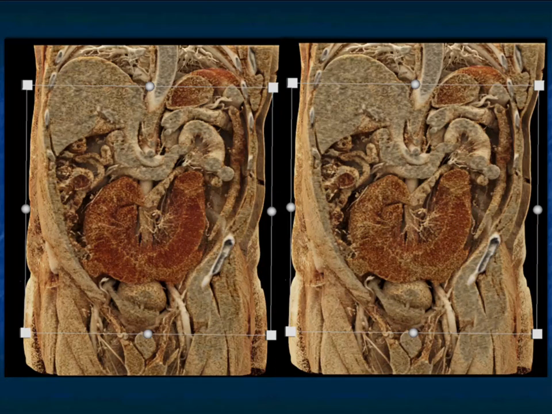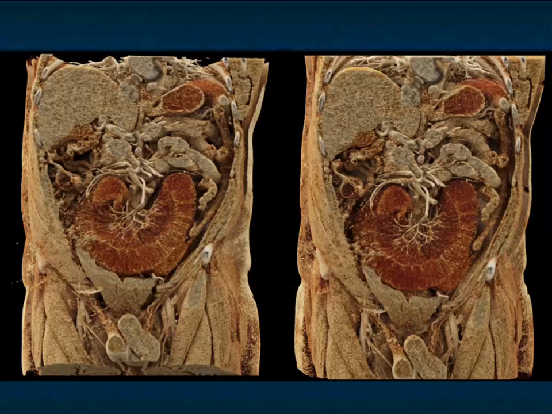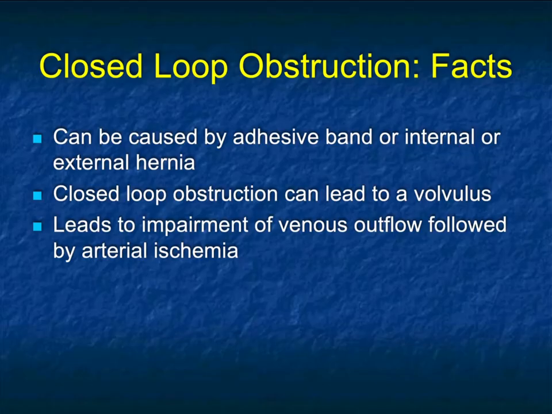Again, that's one of the really good things about cinematic rendering. And you see also the twisting of the vessel and the very fine appearance of the vessel. These are just too small, and they're twisted and they're irregular. This is ischemic bowel with a closed loop obstruction.